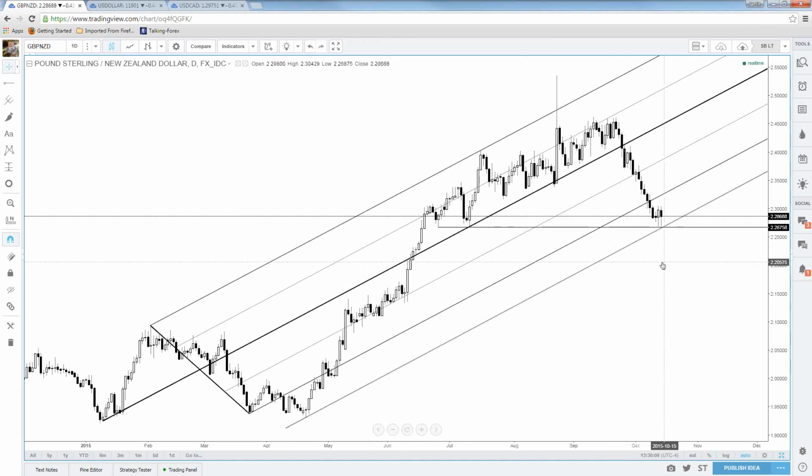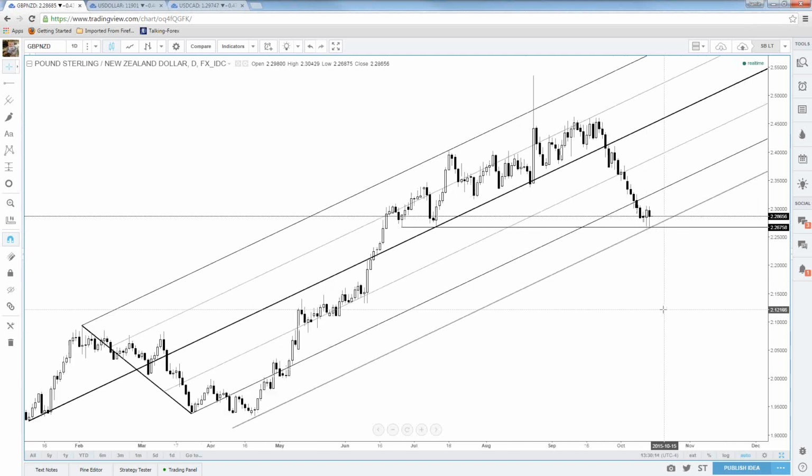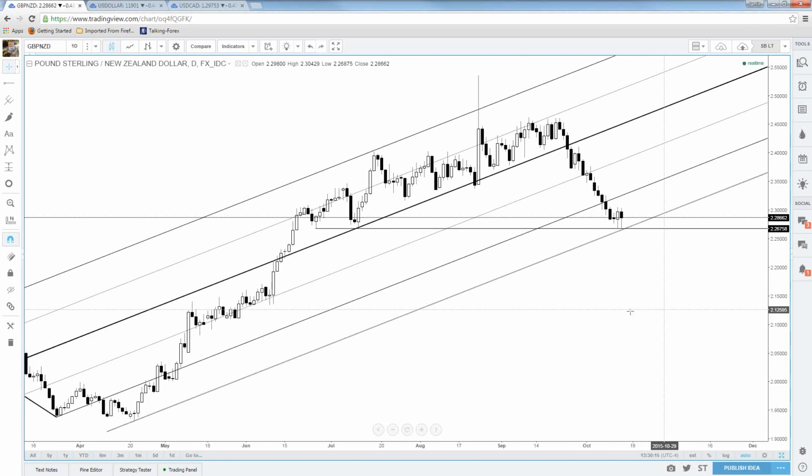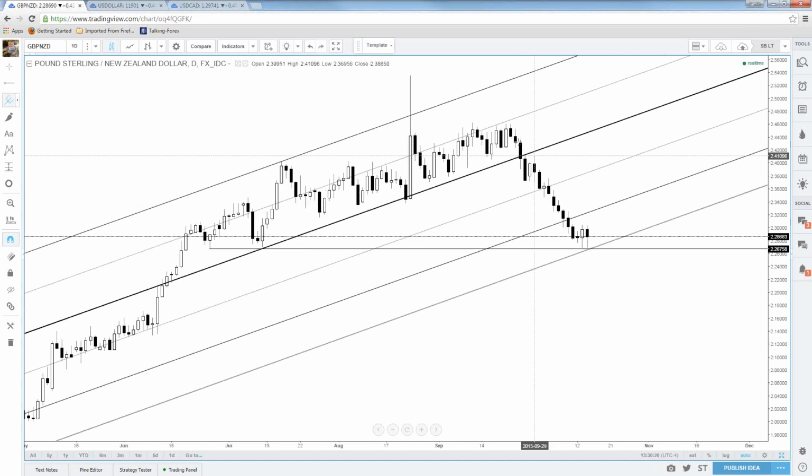And the trade here has to be higher, all right? I don't mean like it has to go higher. I mean, the trade is. Like, you want to look to buy this, okay? So, pound Kiwi could be pretty solid on the upside.